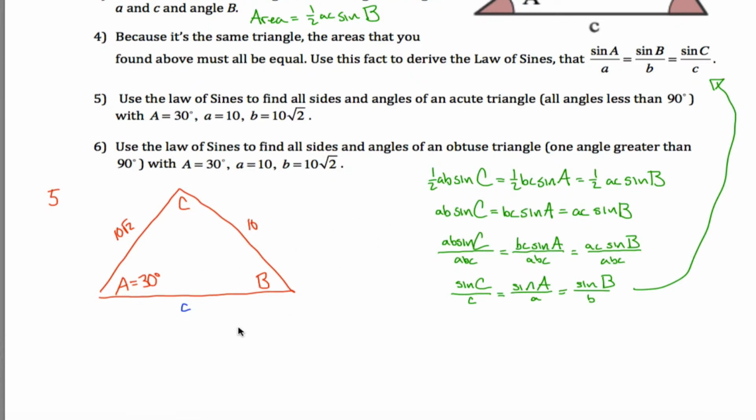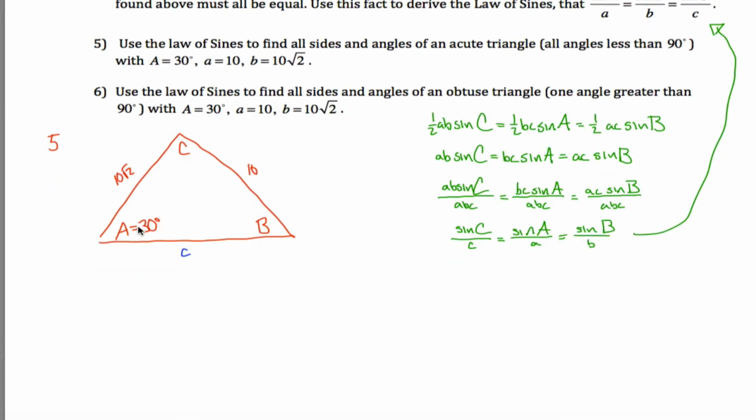But now that you have the law of sines, it's a lot easier. Because I could find, what do I want to figure out? Maybe I'll figure out B first. I can say that the sine of A divided by A must be equal to the sine of B divided by B, using the law of sines. And A I have, it's just 30 degrees. And little a I have, that's 10.